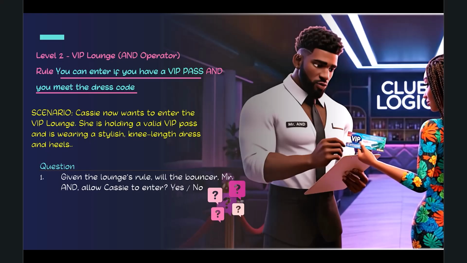Now Cassie wants to enter the VIP lounge. She is holding a valid VIP pass and she is wearing a stylish knee-length dress and heels. Given the lounge's rule, will the bouncer Mr. And allow Cassie to enter? Yes. Because remember, the rule for Mr. And, all conditions must be true. So the condition, if she has a valid VIP pass, was that met? Yes. For the condition, does she meet the dress code? Yes. Hence the reason Cassie will get access to the VIP lounge.